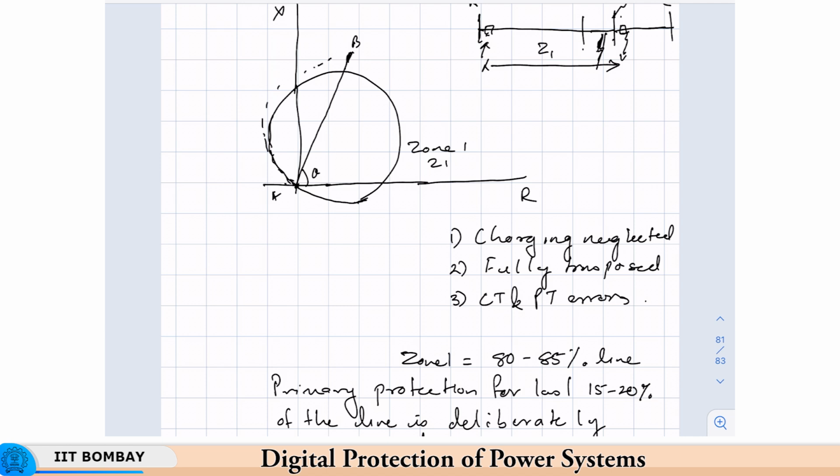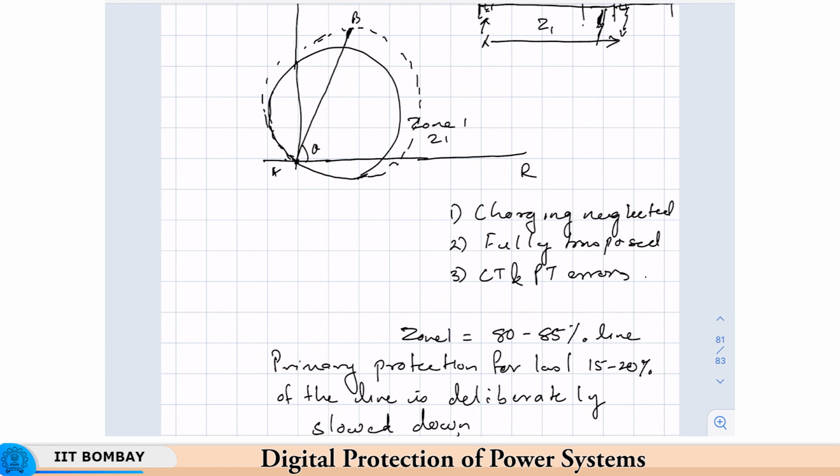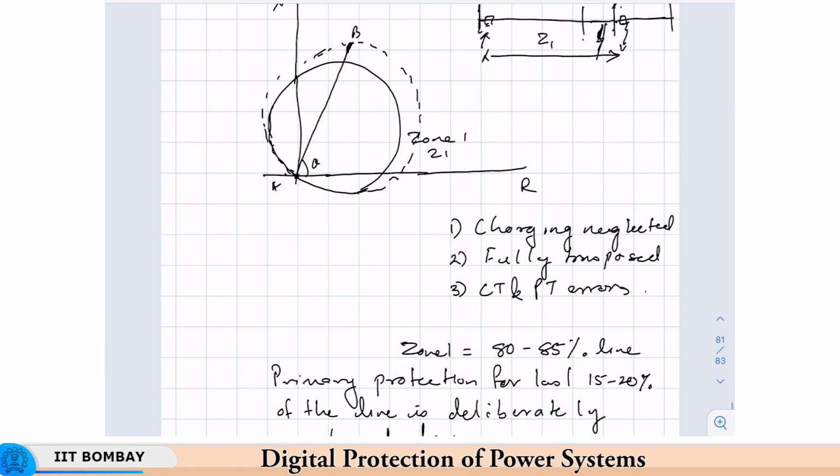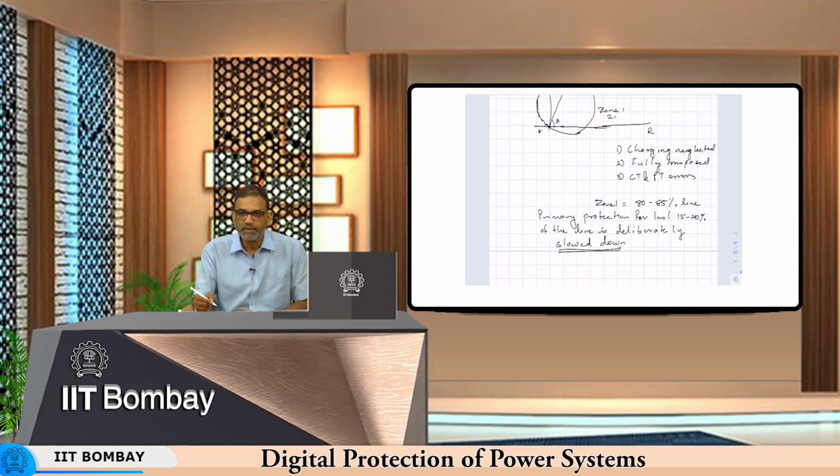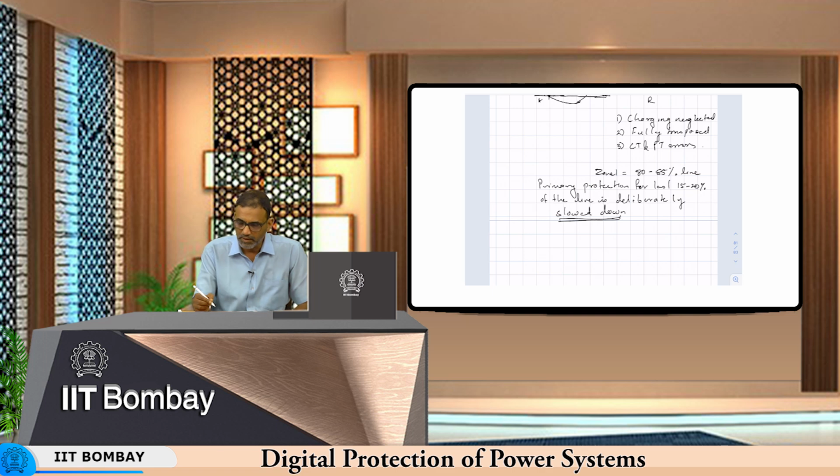So now, what happens to the 10 to 15% of the line which is not protected as yet? We can't leave it unprotected. Okay? We can slow down the protection, primary protection, but we can't leave it unprotected. There are other relays on the other side and all that, but from the point of view of this relay here, it is still in its primary zone, so we can't leave it unprotected.